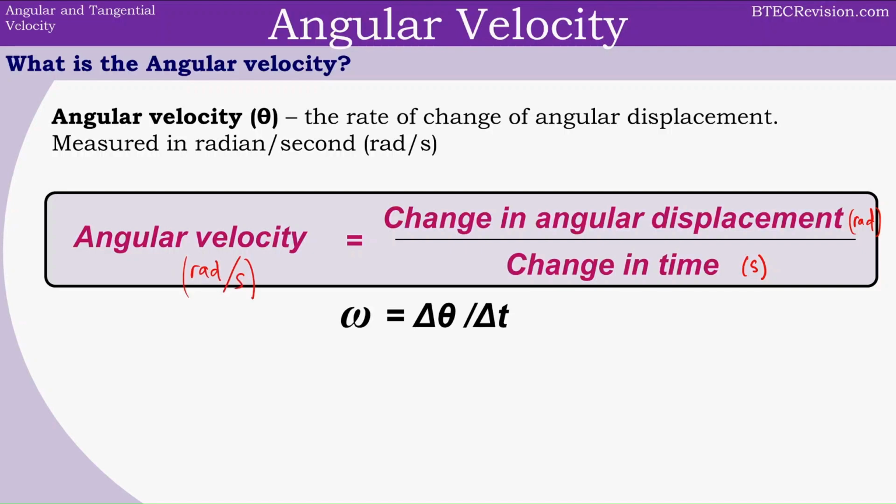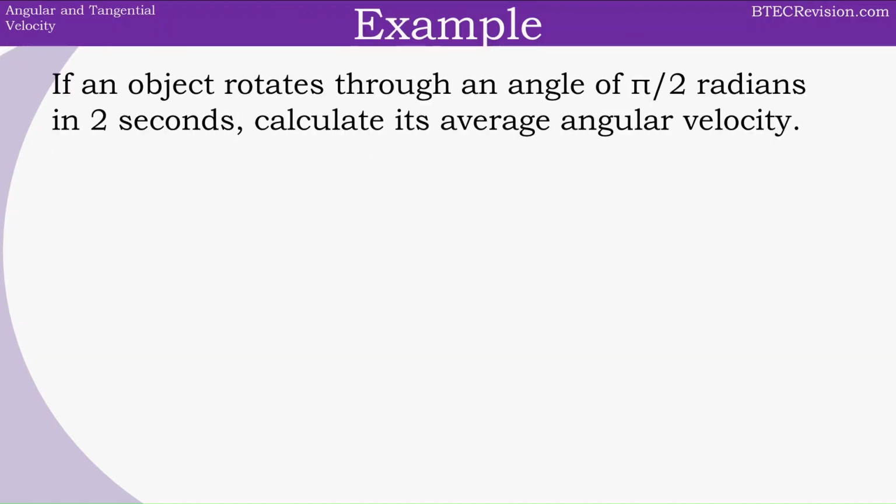If you can see here, this is similar to our previous lesson on velocity, which is displacement divided by time. This is measuring how much displacement is changing over time, whereas in today's lesson, we are measuring how angle changes over time. For example, if we have an object that rotates through an angle of pi over 2 radians in 2 seconds, calculate its average angular velocity.